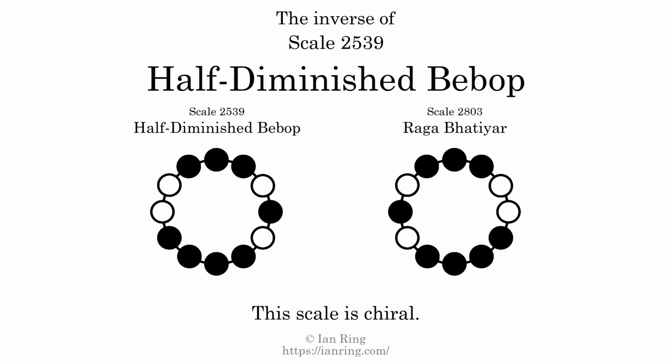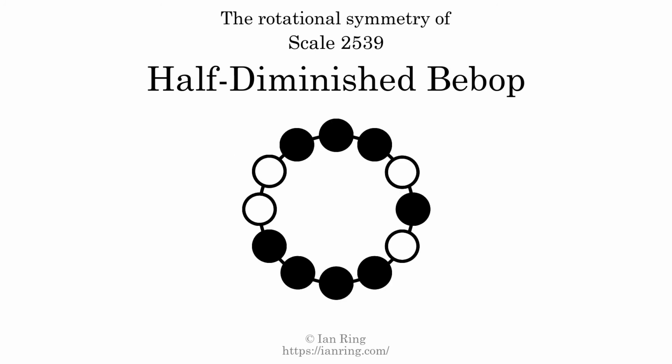The inverse of a scale is a mirror image. It is what you get when the sequence of intervals is reversed. The inverse of this scale is scale 2803, also known as Raga Beta. This scale is chiral. It cannot transform into its inverse by rotational transformation. This scale has no rotational symmetry.